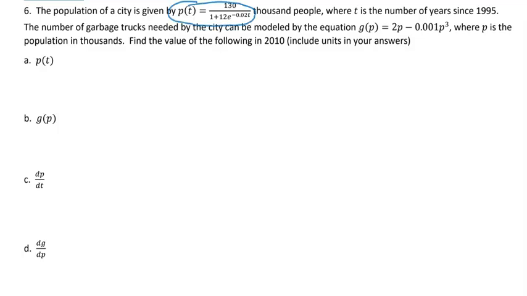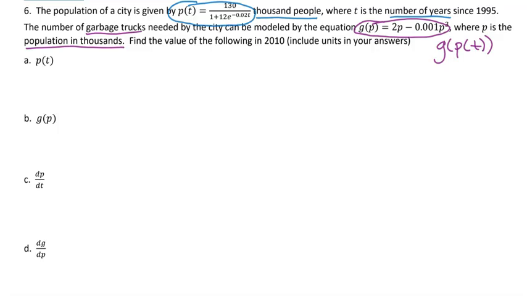We have a P of t function that gives us the population of a city in thousands as a function of the number of years since 1995. And then we have a g of p function that tells us the number of garbage trucks needed when P is the population in thousands. So inputs population in thousands, outputs garbage trucks. I can already see that if I could make a G of P of T function, that would be a useful function. It would input years and it would output number of garbage trucks needed.